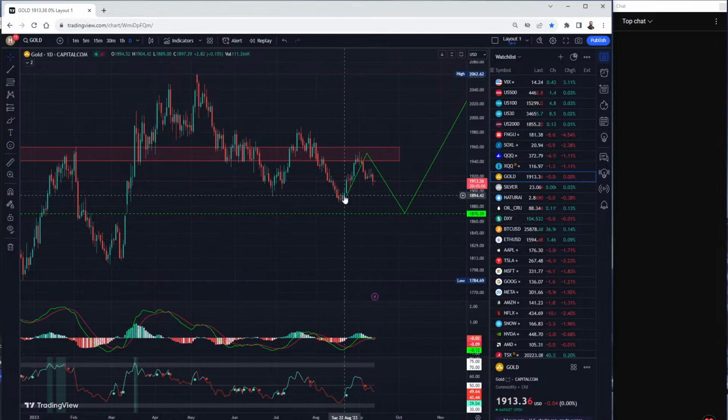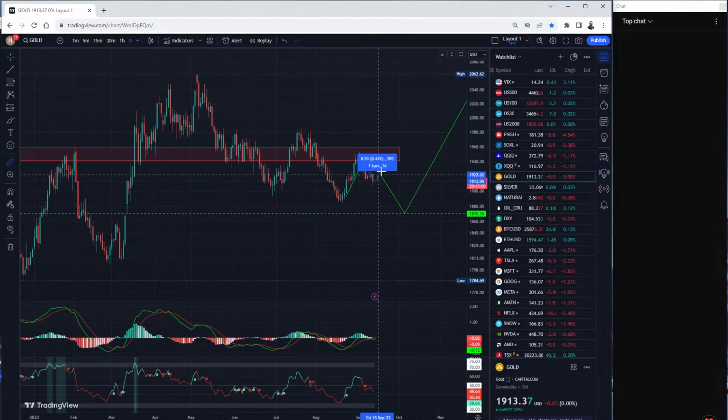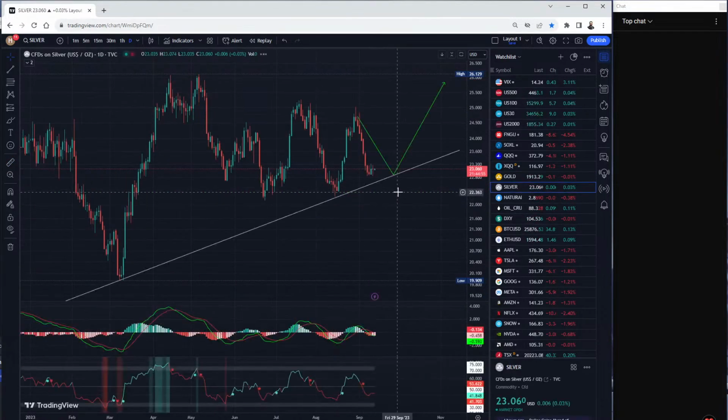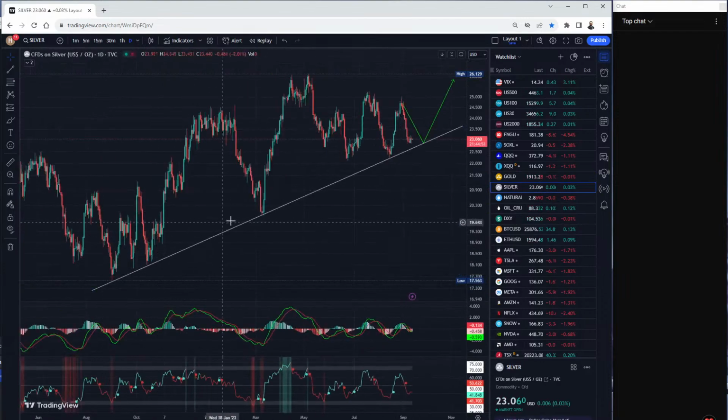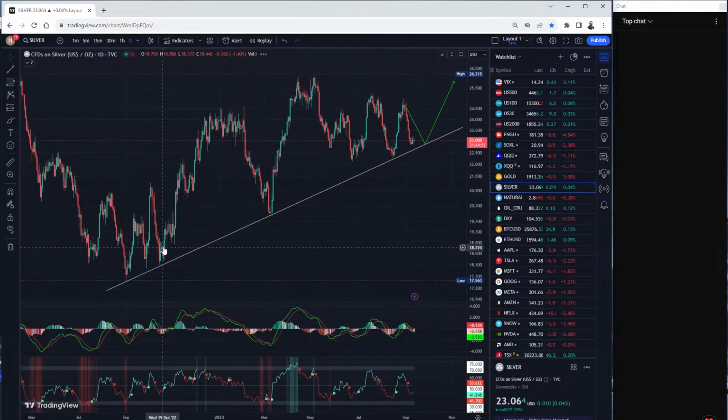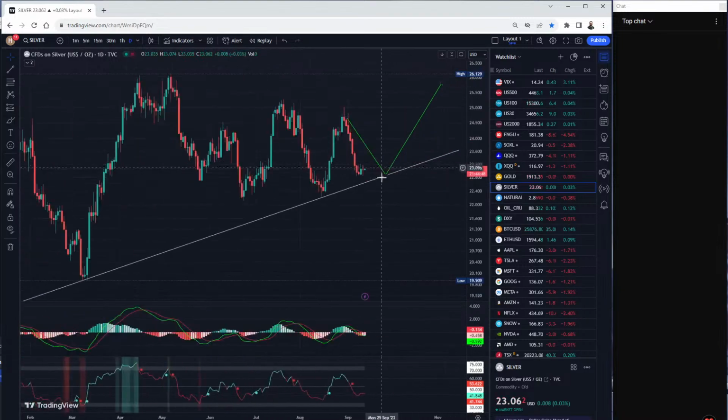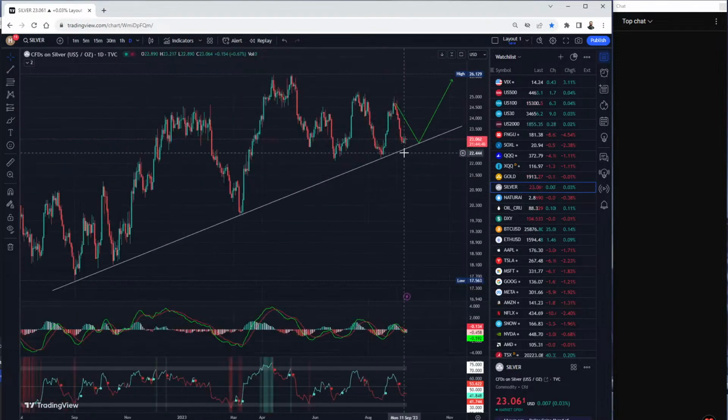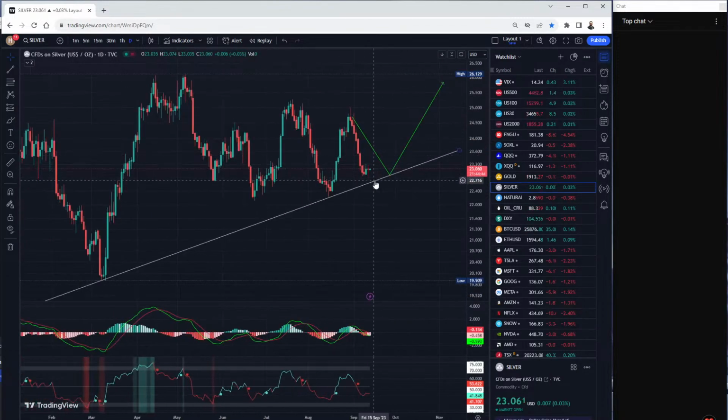A 2% move is very big for gold, so it might not happen in one day. But again, if CPI data is lower than expected, gold is going to rally. It could make another attempt to touch this resistance around 1950. Okay, so be mindful of that. Silver, same thing, getting close to the support line. You can see support, support, support, support. Now again, getting close to support. So yeah, around 2271 is a good area to buy.